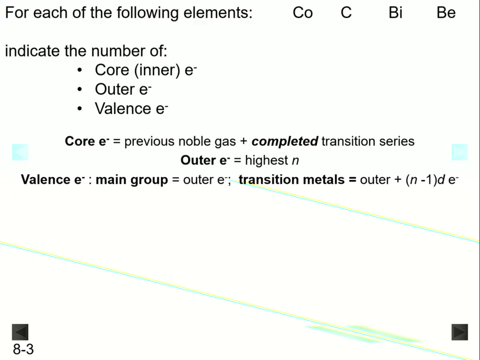Reminding ourselves that the core electrons are counted as the number of electrons for the previous noble gas for that element, plus any completed transition series. The outer electrons are those associated with the highest principal quantum number, and the valence electrons for main group elements are the outer electrons for that electron configuration. And for transition metals, they are the outer plus the n-1 d electrons for the corresponding electron configuration for that element.